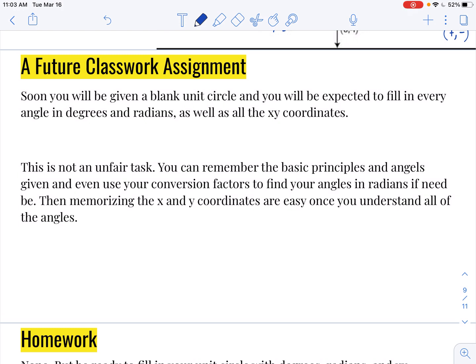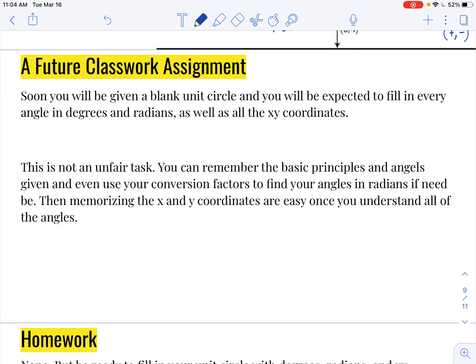You can remember the basic principles and angles given. You can even use conversion factors to find your angles and radians. And then memorizing the X and Y coordinates is easy once you understand all of the angles. So if this is something that is confusing you, please come talk to me. I can explain this in a million different ways to help people out. You can talk to Miss Flynn, you can talk to Mr. Loudit. They love the unit circle as well.